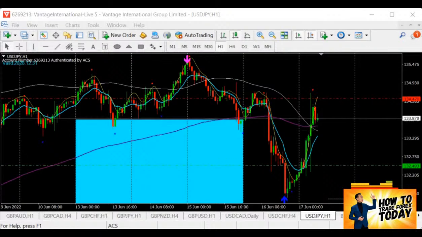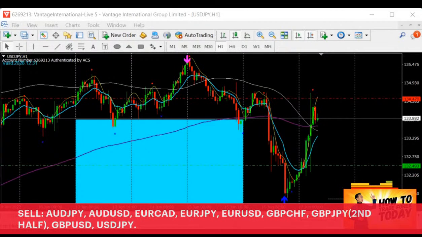Let's see what we have here: Aussie yen, Aussie dollar, Euro CAD, Euro yen, Euro dollar, pound franc, pound yen on the second half, pound dollar, and dollar yen. Today it seems we have pretty many currency pairs that need to test the resistance. So in that case, we don't execute any trade if it doesn't meet the resistance.